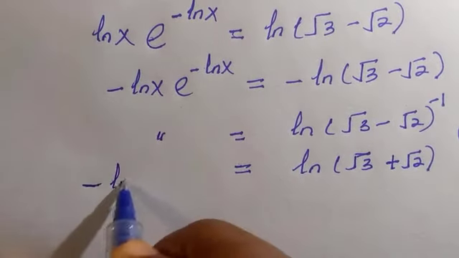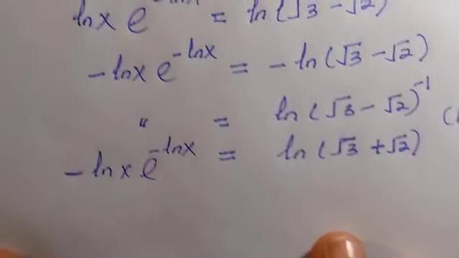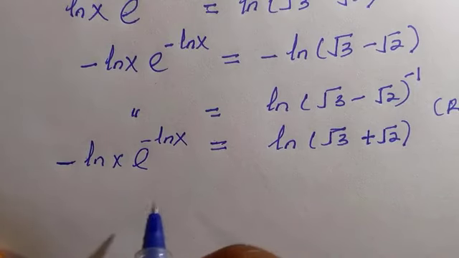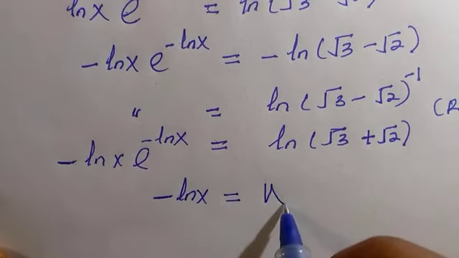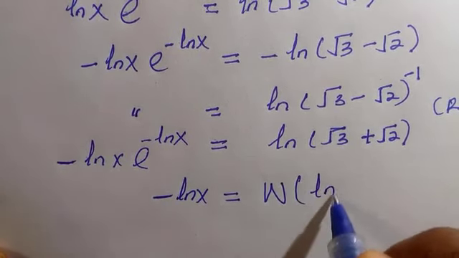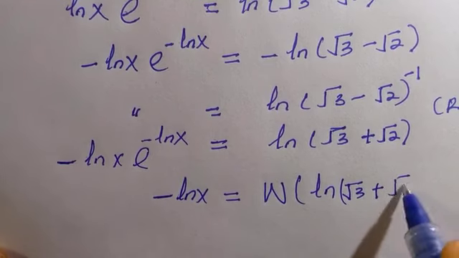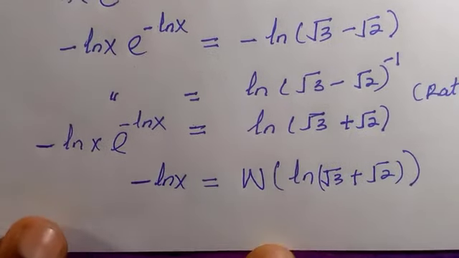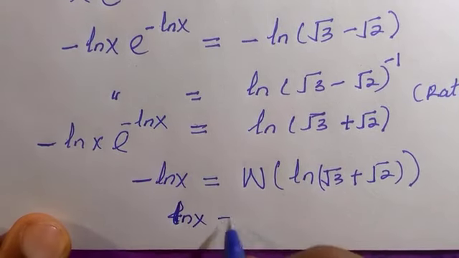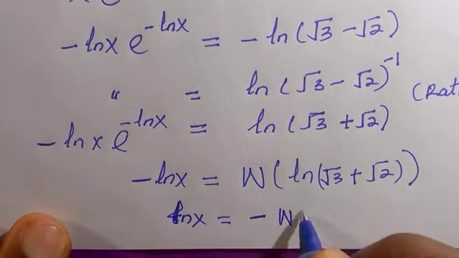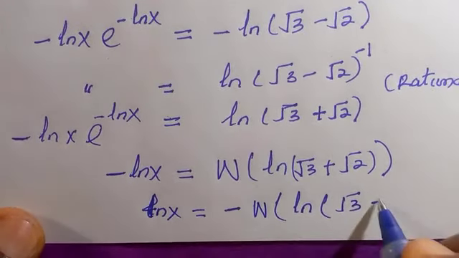And here is minus ln x, exponential of minus ln x. So if I introduce W to both sides, which is the Lambert W, we are going to have minus ln x equals W of ln of (root 3 plus root 2). And if I take the negative out of this, we have ln x equals minus W of ln of root 3 plus root 2.